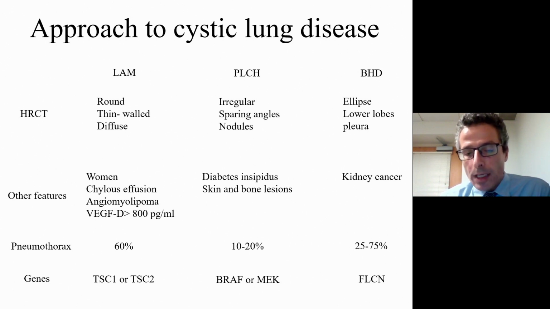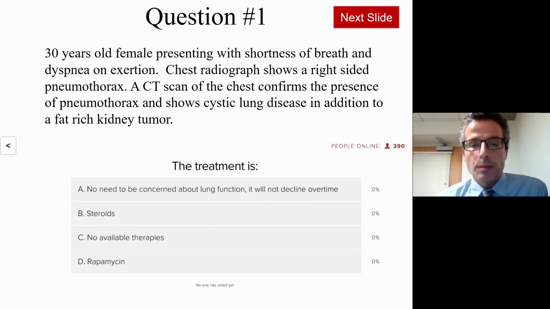And the mutations are in the tumor suppressor genes, TSC1 or TSC2 in LAM. In LCH, the mutations are most likely in BRAF or in MEK, but most likely BRAF. And in BHD, the mutation is in the folliculin gene. All of these are tumor suppressor genes. So to move on to some questions.